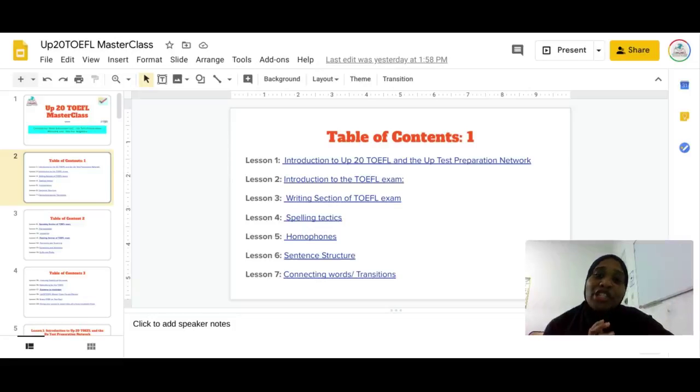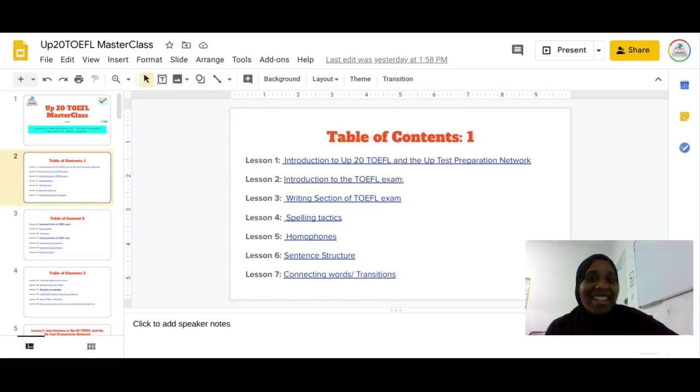Lesson 2 is the introduction to the TOEFL exam. It talks about the sections of the exam, how many minutes are given for each section, and what each section entails. The length of the exam, how to register for the exam, and everything you would need to know, especially if this is your first time taking the TOEFL exam. So you would definitely need this information.